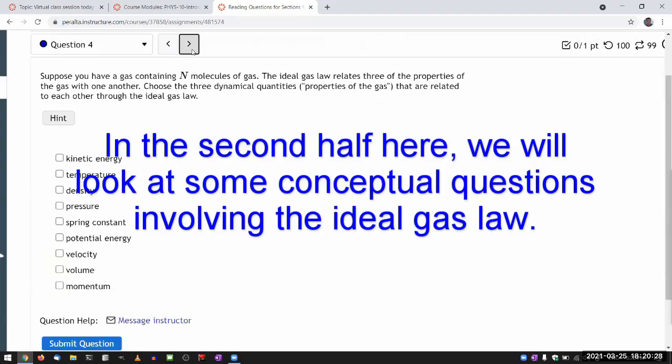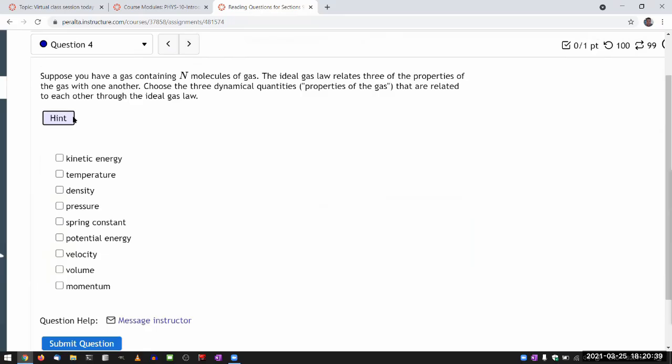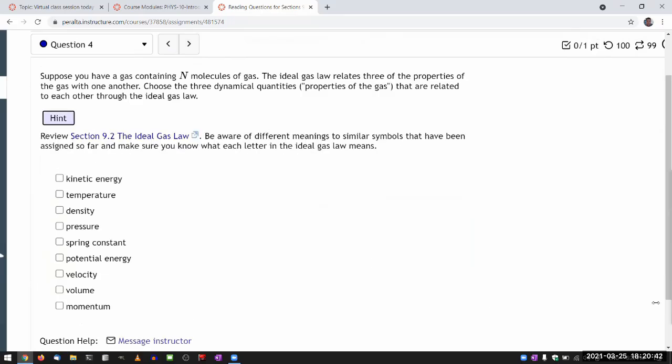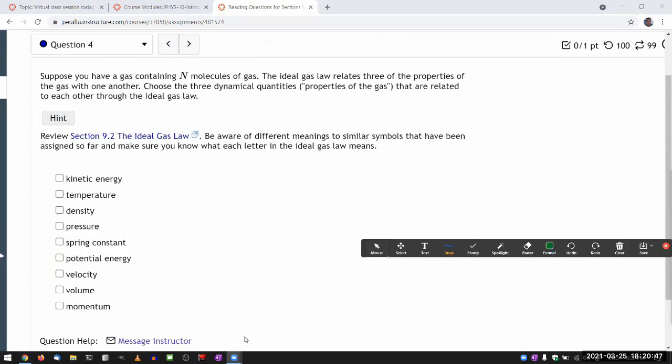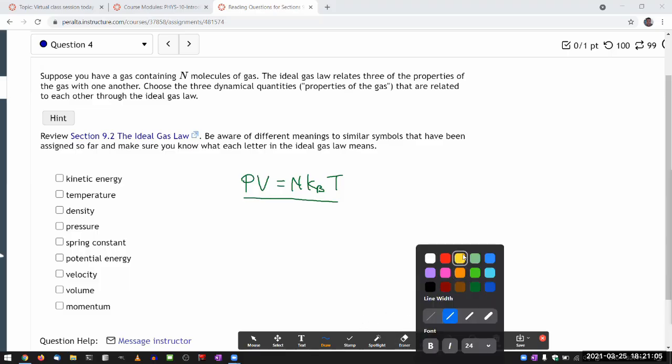See, question 4. I think you can do it. Yeah. So what the hint is getting at is when you look up the formula in the textbook, you will see the ideal gas law, which says PV equals NkT. And the thing to be careful of is knowing which ones are dynamical quantities.